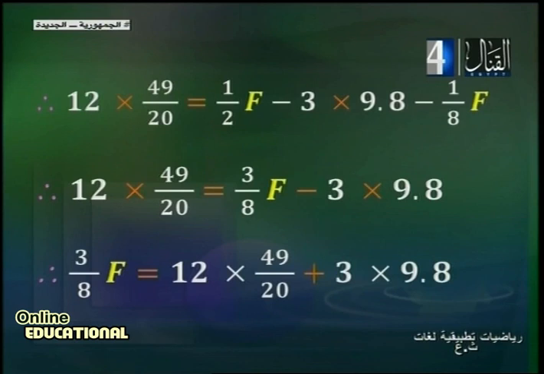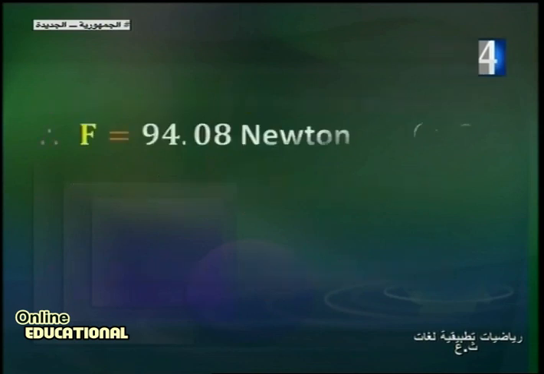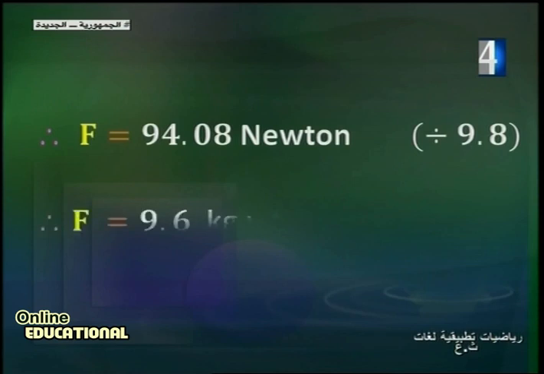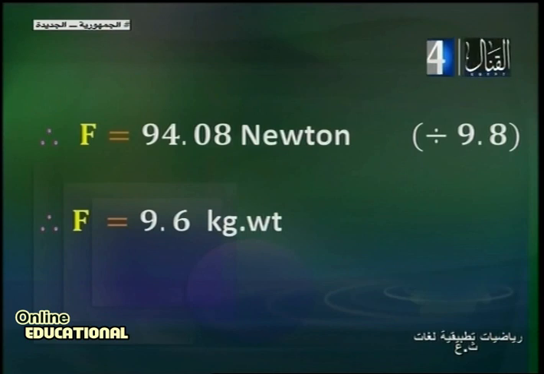We can divide it by 9.8 to get the magnitude of the force in kilogram weight. Then the magnitude of the force that moves the body with an acceleration of magnitude 49 root 3 over 20 meter per second squared equals 9.6 kilogram weight.